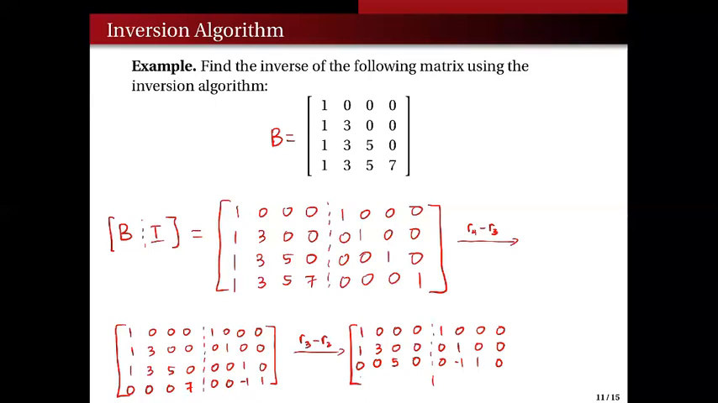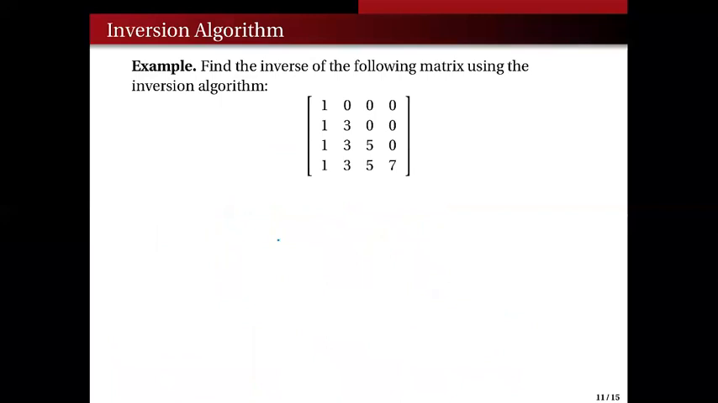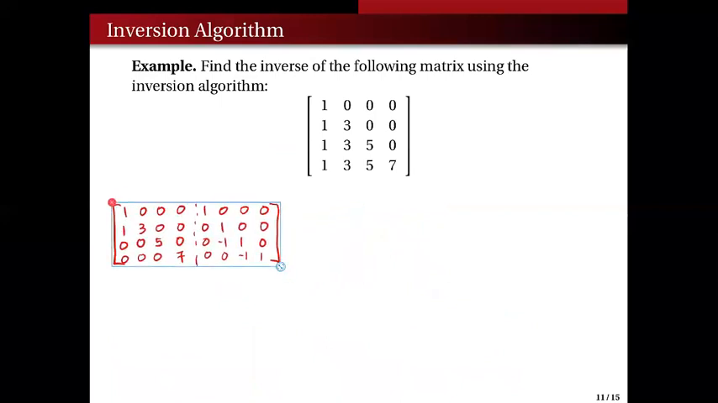For the fourth row, let's just copy this. So 0, 0, 0, 7, 0, 0, negative 1, 1. Okay? So let me copy this matrix and go to the next page. So we have this matrix.